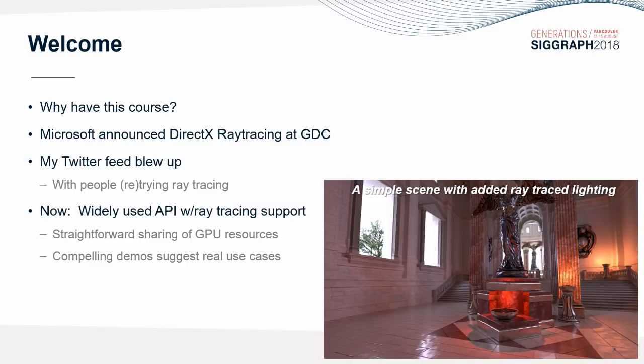What we have now with DirectX Raytracing is a widely used API that has ray tracing support built in. And this is great. Coding in this is great. It allows you to have straightforward sharing of GPU resources. And as you've seen this week and at GDC, there's a number of compelling demos that suggest that you can actually use this in real production.